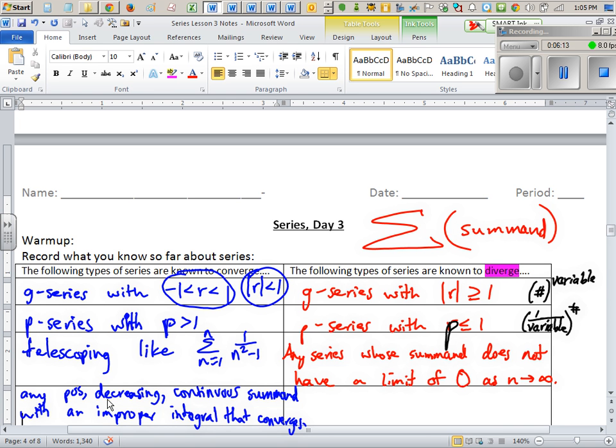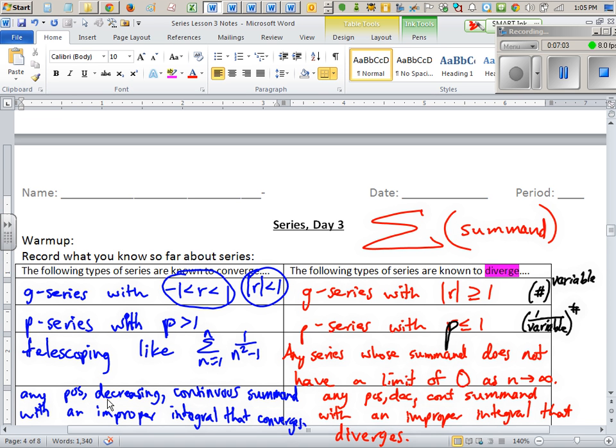And then the opposite is true. Any positive, decreasing, continuous summand with an improper integral that diverges will be a series that diverges. So basically we can tell if a series will converge by checking its integral. That says any positive, decreasing, continuous summand. It should say any series that has a positive, decreasing, continuous summand with an improper integral that diverges.